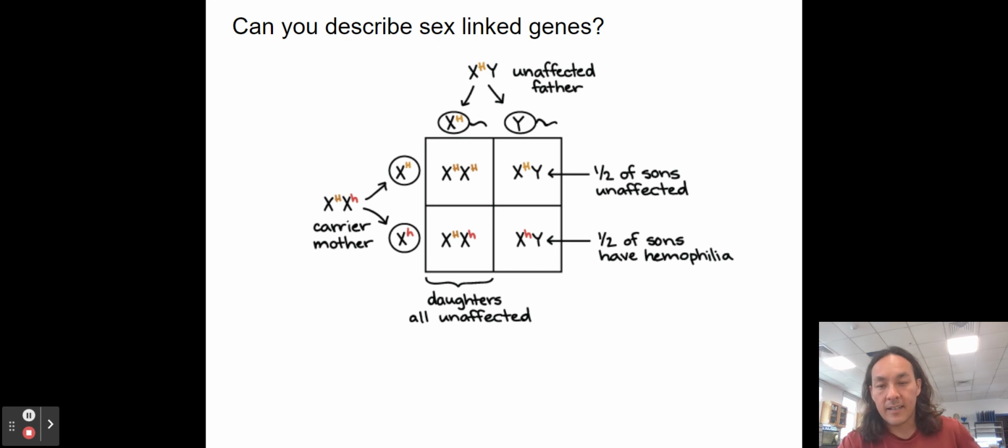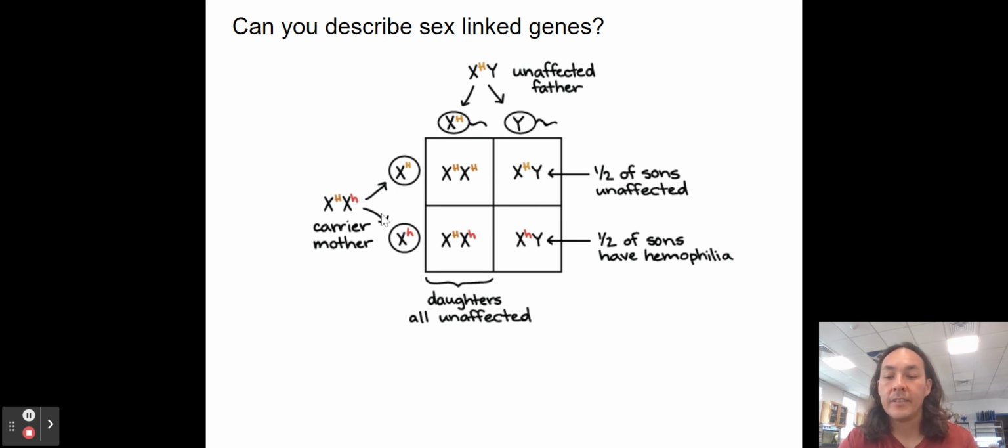Can you describe sex-linked genes? Here is the classic case of hemophilia, with a carrier mother and an unaffected father. The Y chromosome doesn't really carry very many genes. It carries the SRY gene that helps code for being male, but it doesn't carry the other genes that the X chromosome does. So men are more likely to inherit and express sex-linked diseases. A female has two X's, so if she is a carrier of a disease, she won't express it, right? The X with the dominant version will be expressed and she would be okay.